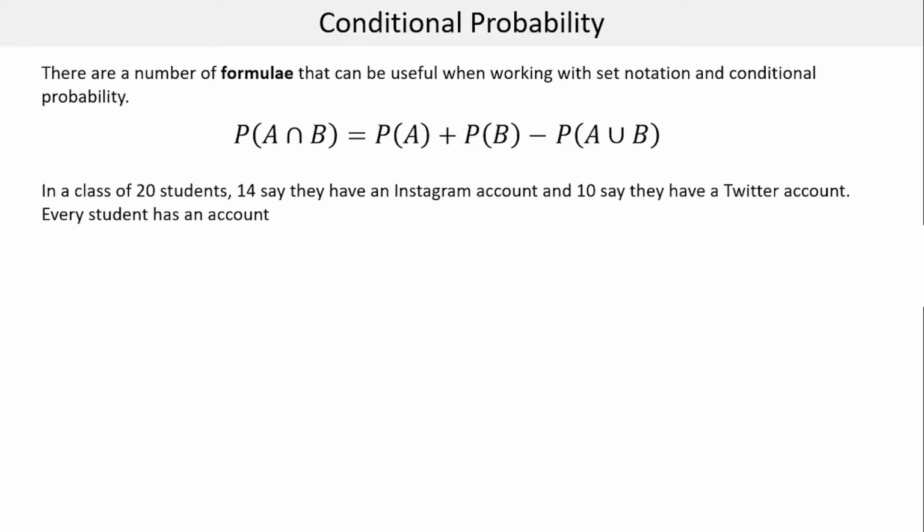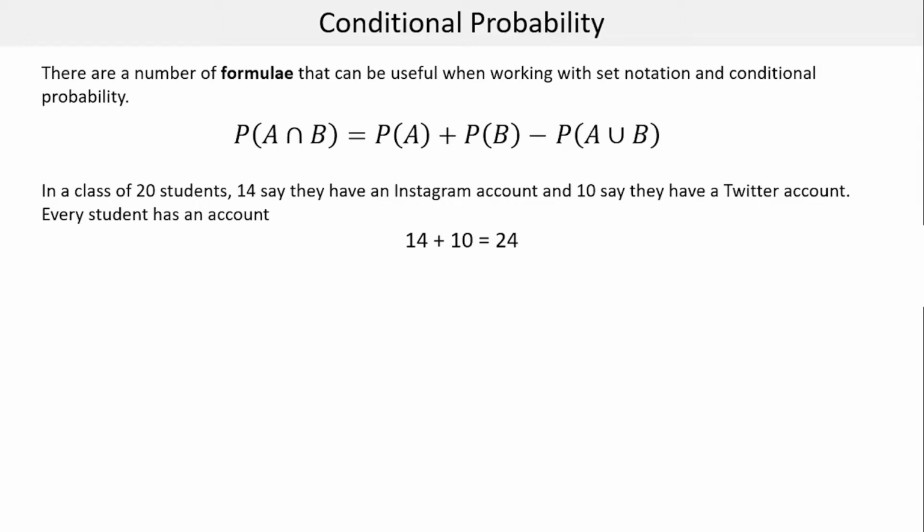So let's have a look at this scenario. In a class of 20 students, we did a little quick survey. 14 say they have an Instagram account and 10 say that they have a Twitter account. And every student in the room did say they had an account. Well, there seems to be too many responses. 24 responses from a class of 20. There's 4 too many responses.